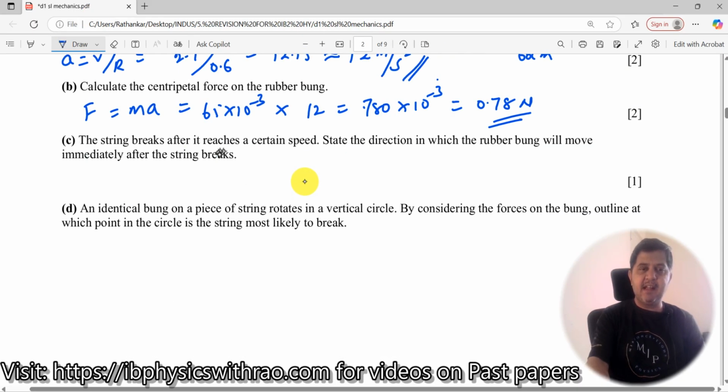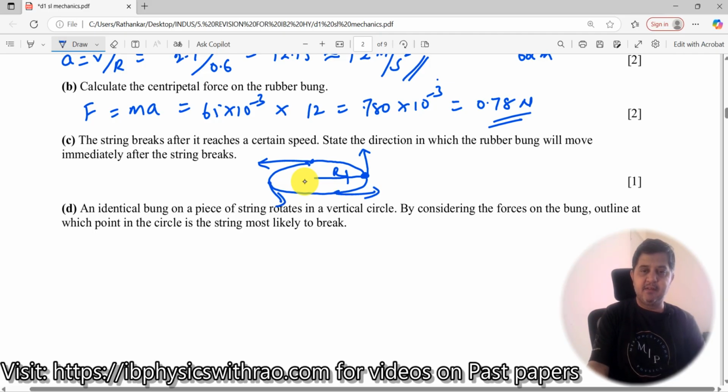The string breaks after it reaches a certain speed. State the direction in which the rubber bung will move immediately after the string breaks. So let us say, for example, the rubber bung is moving like this over here, and this is my radius. If it breaks here, it will move tangentially like this. If it breaks here, it will move like this over here. If it breaks here, it will move like this.